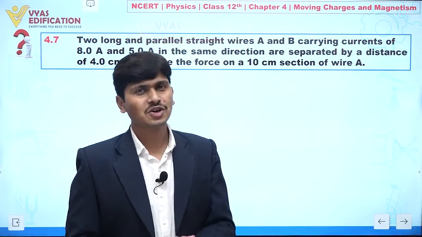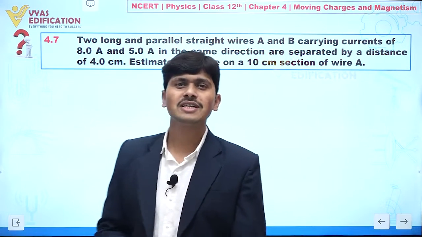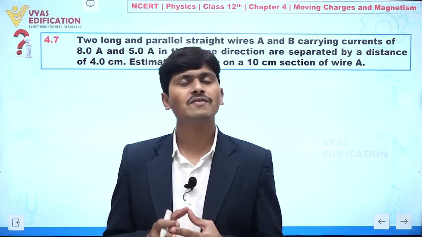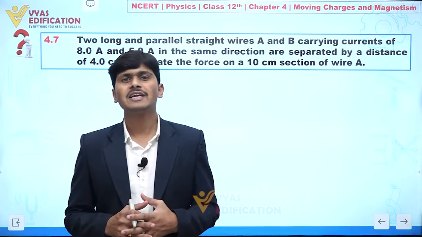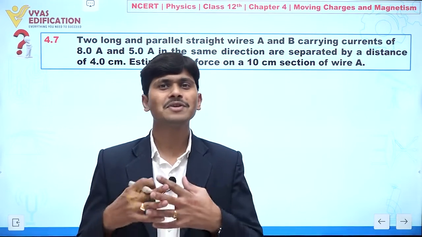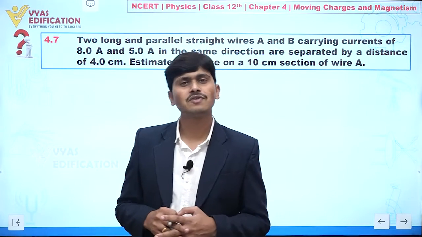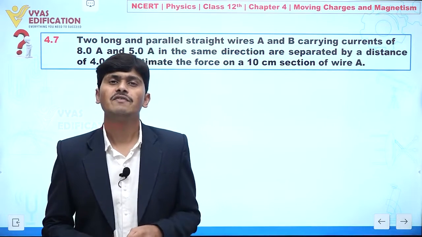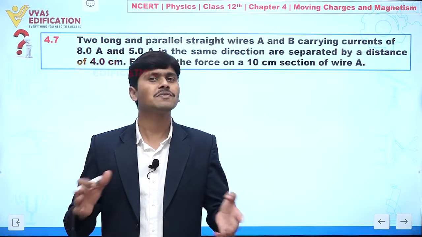Now we are going to solve question number 4.7. This question is related to current carrying wires. When two current carrying wires are placed parallel to each other, definitely a force acts between the wires. If the current is flowing in the same direction, a force of attraction will act, and if the current is flowing in opposite directions, a repulsive force will act.